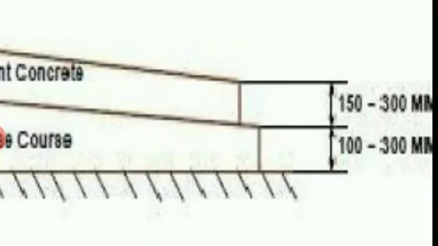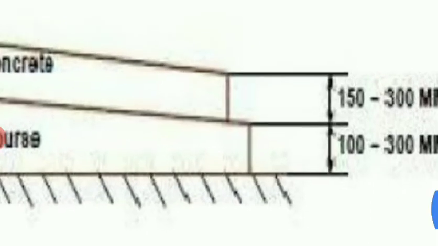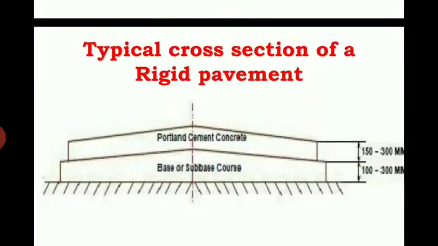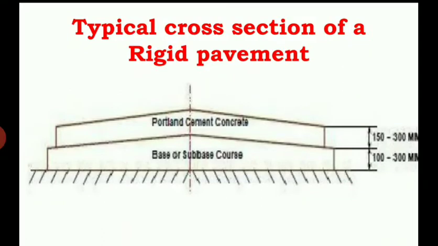Again, they have given the specific thicknesses here. The Portland cement concrete depth will be 150 to 300 mm, whereas the base course or sub-base course thickness will be 100 to 300 mm. These dimensions depend upon the total load which is going to be applied on the road surfaces, and based upon several criteria they design the thickness of these pavement layers.